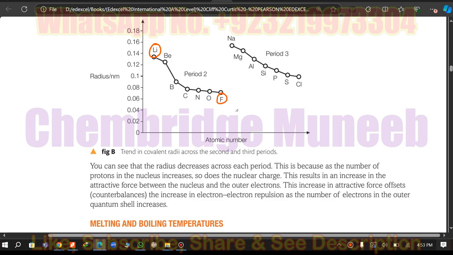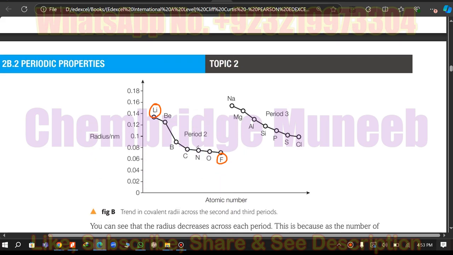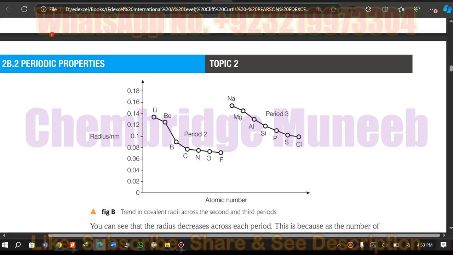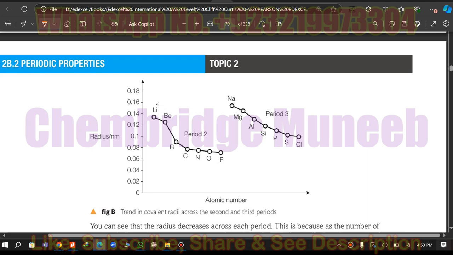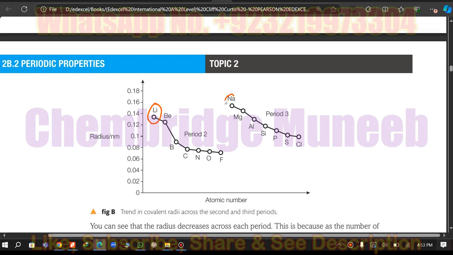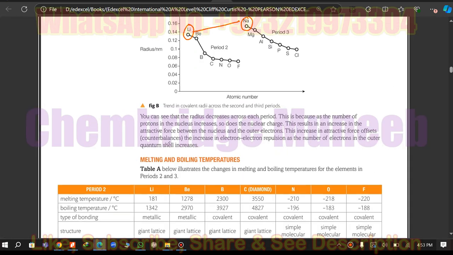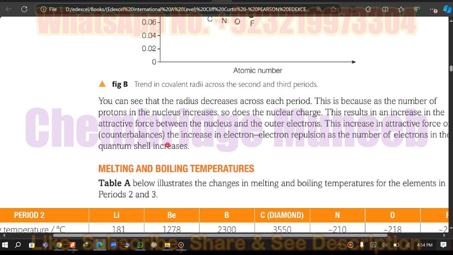And when you come back to the first group again, you know that this is the element of the first group, lithium, and sodium is also the element of the first group. What do you see the change between these elements? Increasing, yes. So when you finish the second period and come back to the first group, the size will increase. So that's the trend across the period and down the group.